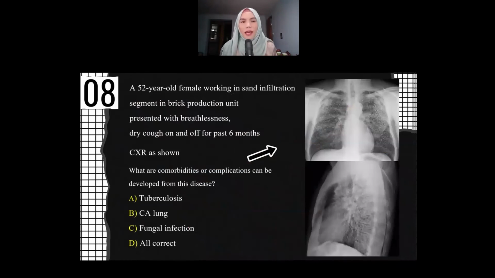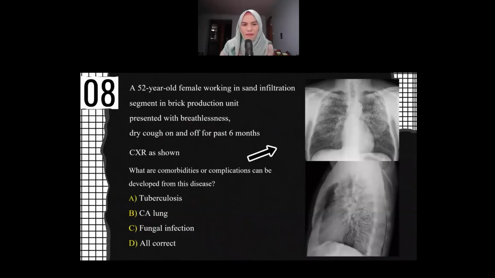Question number 8. A 52-year-old female working in the sand filtration segment in a brick production unit presented with breathlessness and dry cough, on and off for 6 months. The X-ray showed this one. Oh my god, horrible X-ray. It's like COVID-19, like TB, miliary TB or something like that. What are the comorbidities and complications that can develop from this disease?